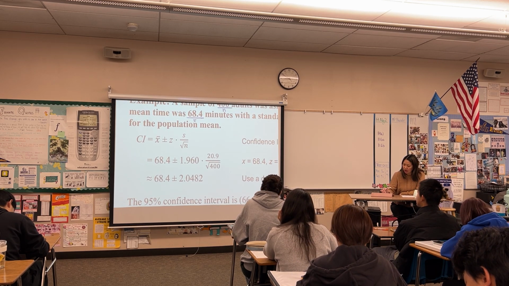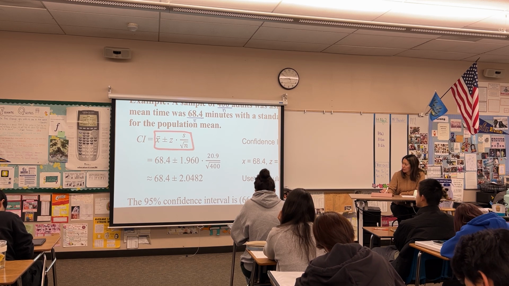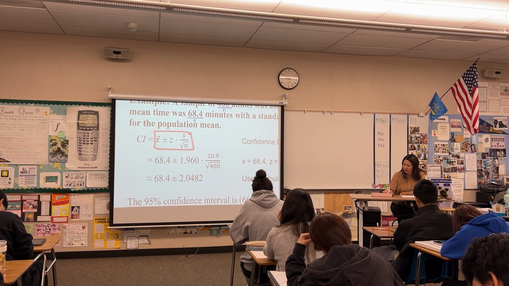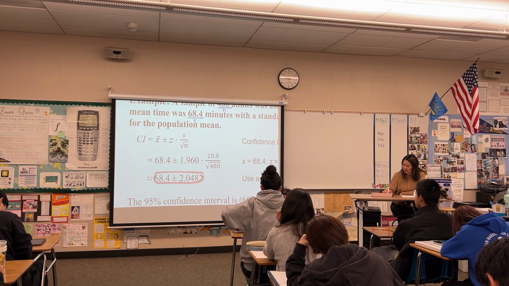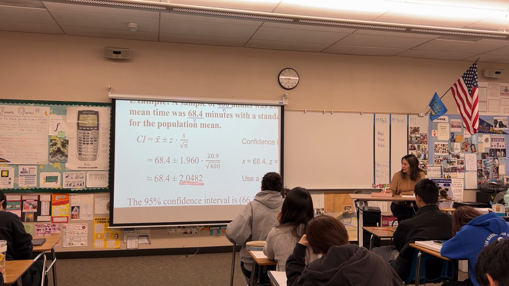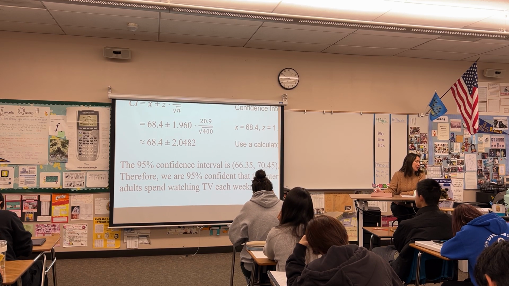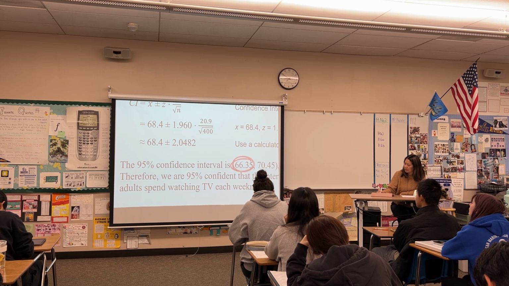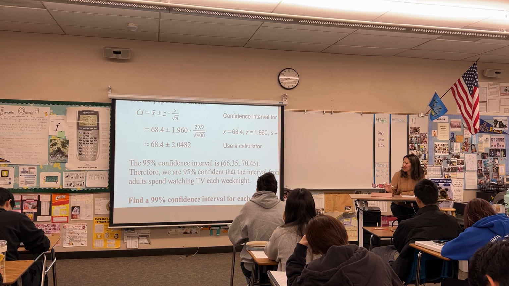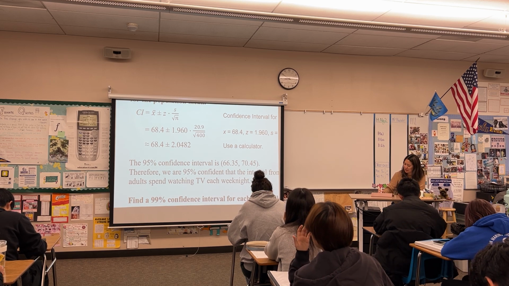So plugging that all into this formula, calculate, gets you this margin of error. And then when you add and subtract, you get your confidence interval. Subtract first, low number first always, and then high number on the right. So that is our confidence interval.